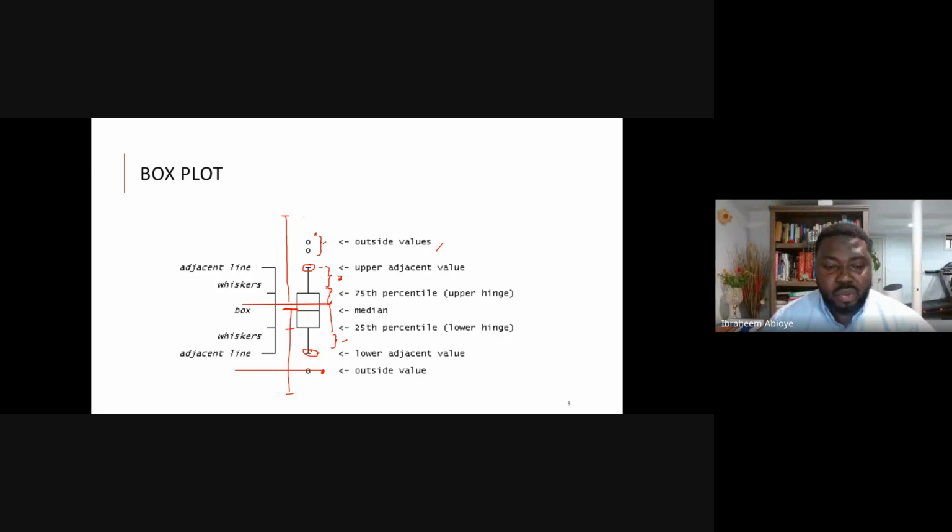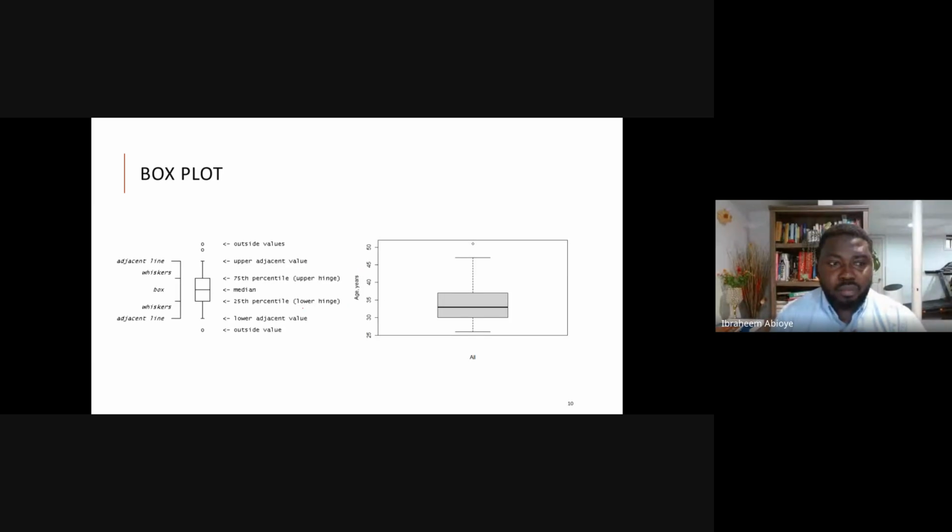Okay, and if you're interested in what these are called, we have the box, and you have the whiskers. So these are also called box and whiskers. The whiskers are these two lines that lead to the upper adjacent value. The upper hinge of the box is the 75th percentile. The lower hinge is the 25th percentile. And the middle here is the median. And you're going to see some more differences in how the box plot may look in a moment.